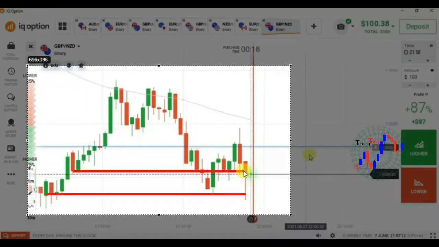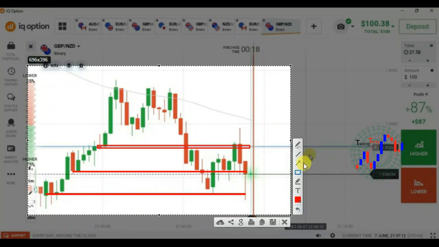Here is another level. This is another level too. And this is the market movement. So every time this level has been respected. Okay. And this is a triple top pattern. We can see 1, 2, and 3. So from here we can see buyers were unable to make a new high.